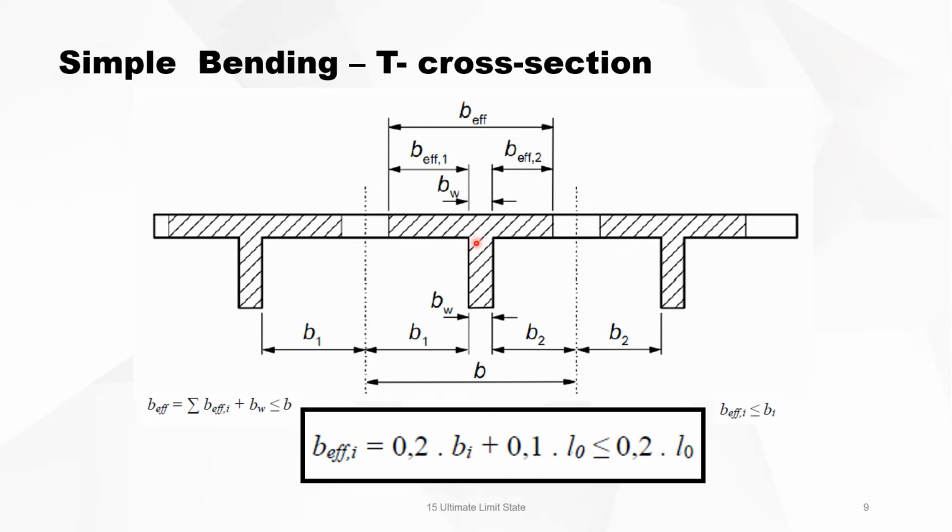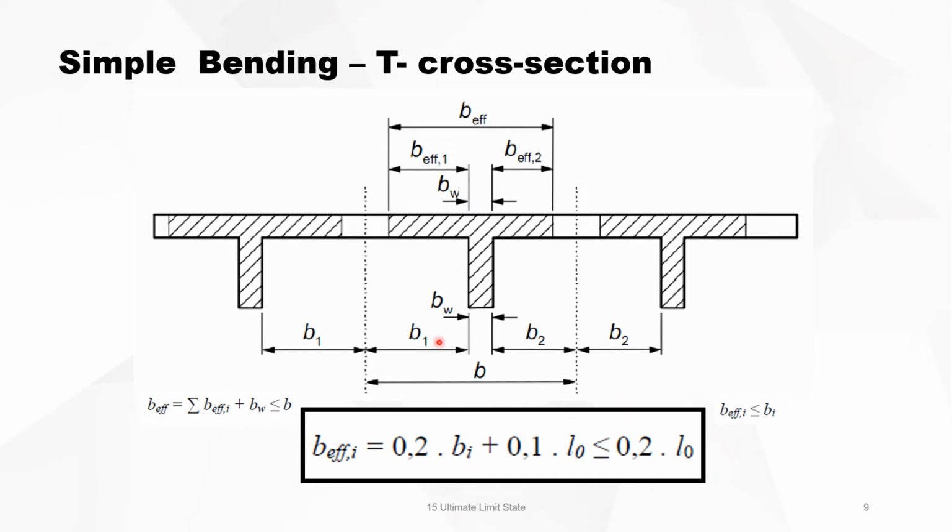So to calculate the effective width, it is equal to 1/5 of half of the clear distance between the two beams, plus 1/10 of the length L0, which is the distance between the spots where the bending moment in the longitudinal direction is 0. And it should always be smaller than L0 divided by 5.